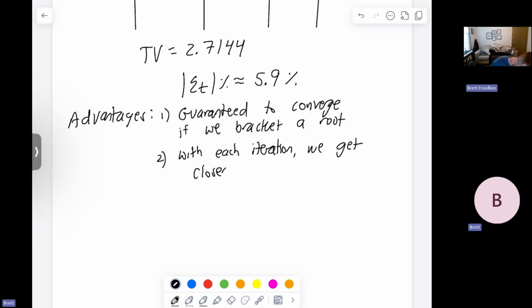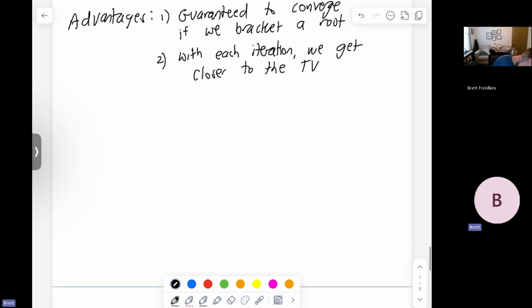With each iteration, we get closer to the true value. There are some methods where you might end up passing the true value or going off course a little bit and then correcting itself later. But with this method, you're always zoning in on the target, which is our root, the thing that makes the equation true. That's a really good advantage.